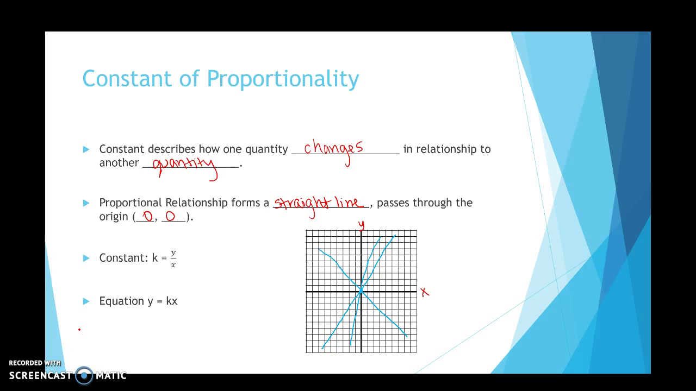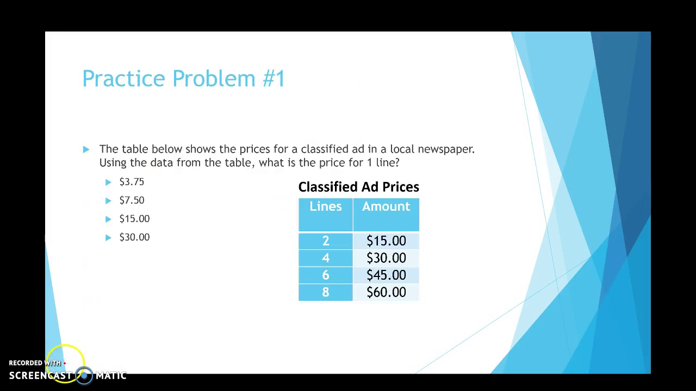Back when we did constant, remember, constant is represented by the letter K. K equals y over x. This is not to be confused with change in y over change in x. This is simply y over x. This can be found on your formula chart, and it's called constant of proportionality. The equation is y equals kx. There's no y-intercept because it goes through the origin, so that's 0. This is what we're going to be reviewing today.